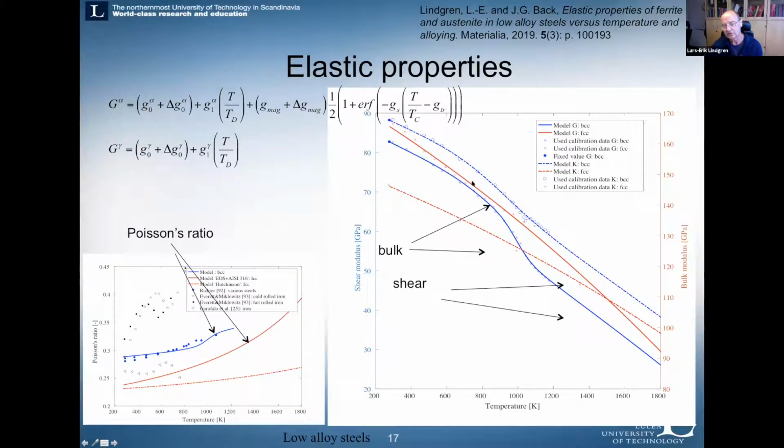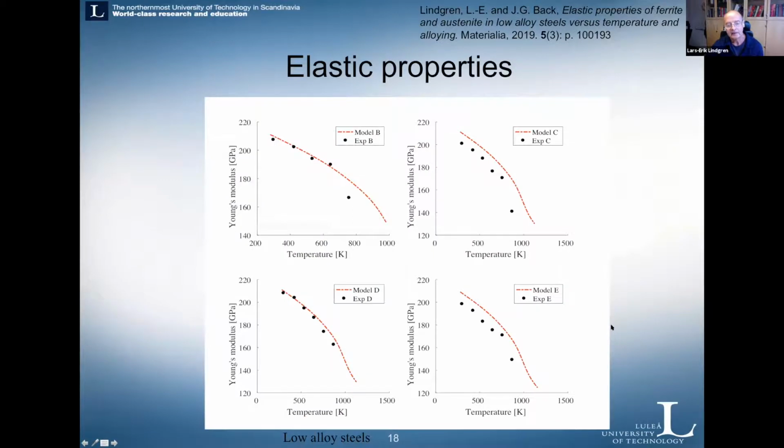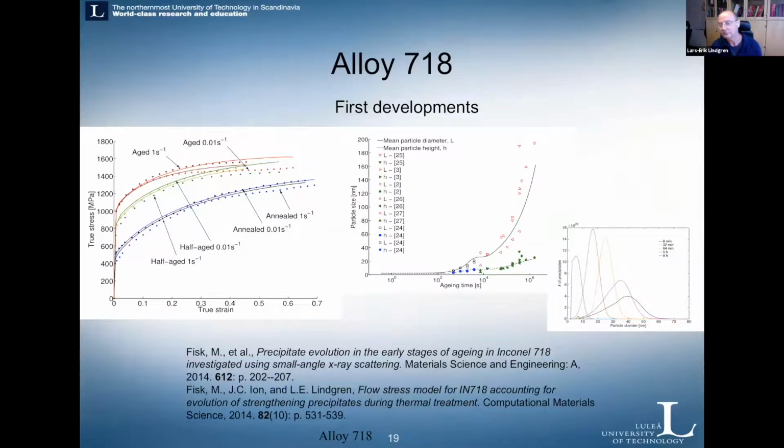But there's a small curvature here. That's because we scale with temperature divided by the Debye temperature that varies with temperature. This part is the BCC, the magnetic transition. So this part is scaled with the Curie temperature, how you go from the magnetic over to the non-magnetic part. Okay, that was some glimpses of physics-based property models for steels, or low alloy steels rather.